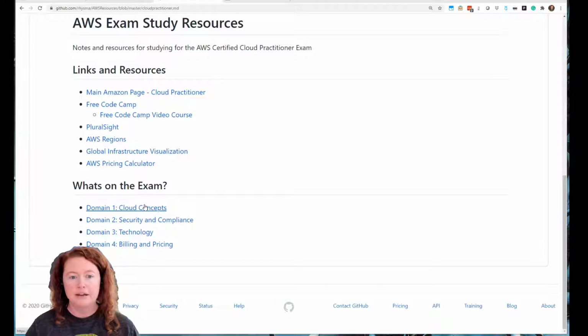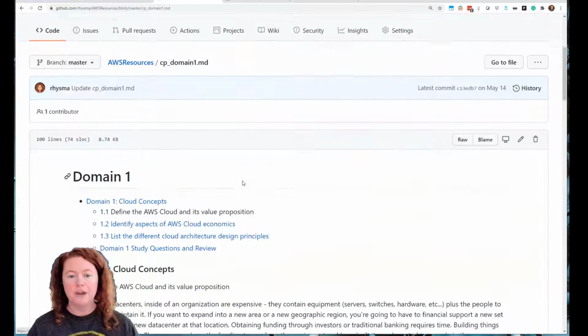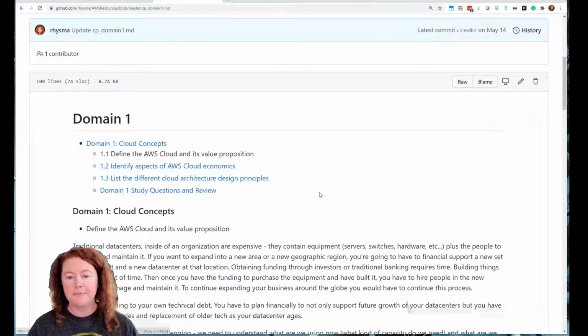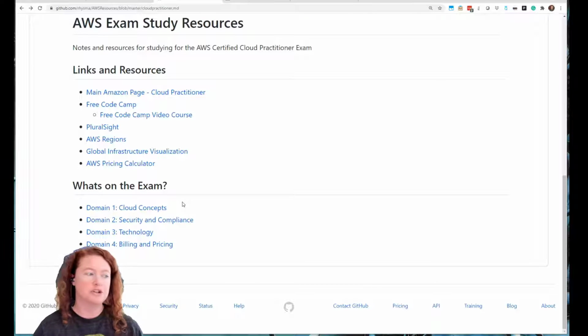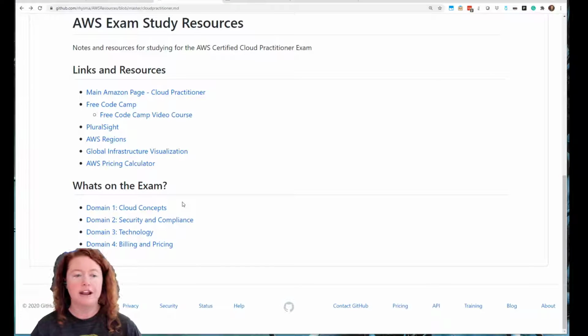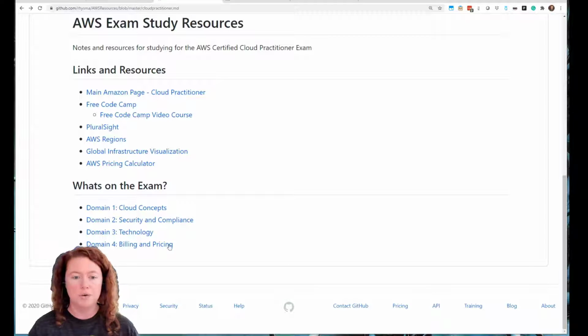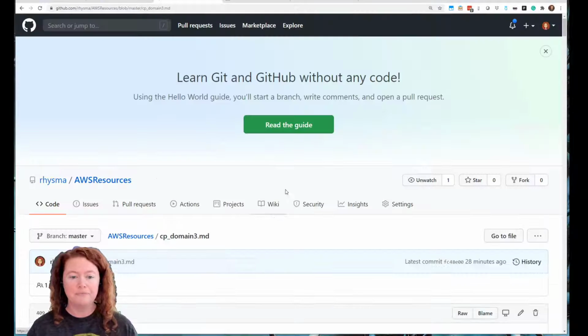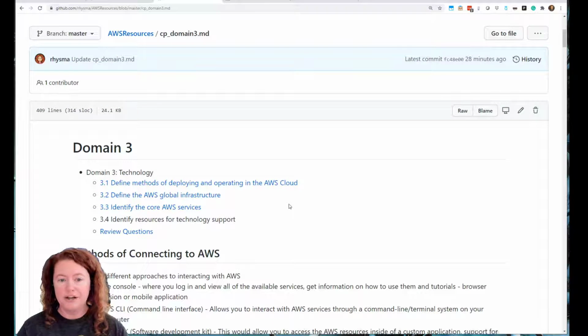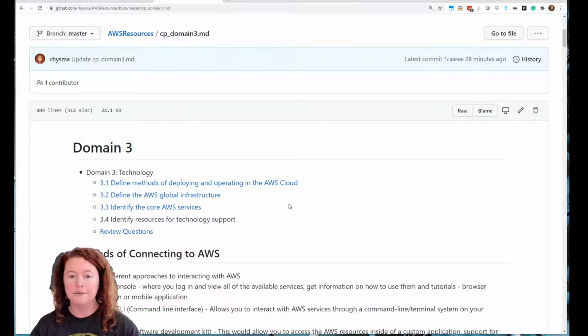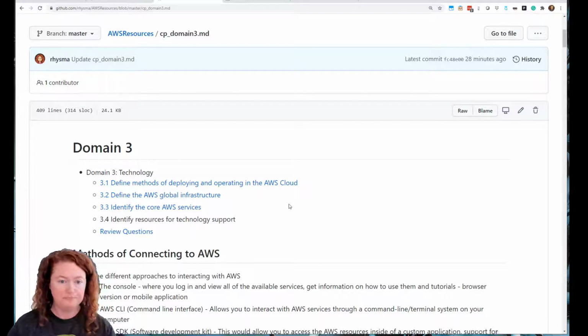So the Certified Cloud Practitioner has 4 domains. We've talked through the section on cloud concepts, which was really just an introduction if you don't know anything about the cloud and how it works and why businesses would want to use it. Then in the technology domain we talked about all of the different methods of deploying and operating the cloud, the global infrastructure, and then we identified all of the core AWS services and talked about how they work and what you would do with them.